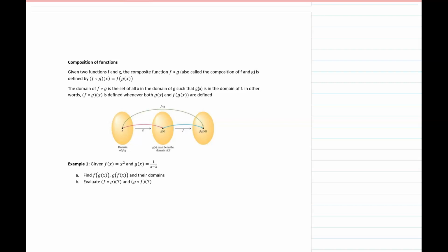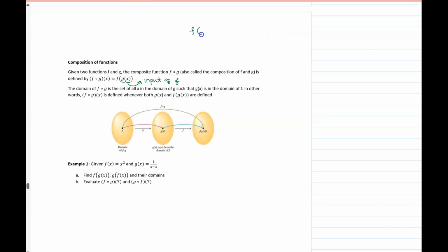Given two functions f and g, the composite function f composed g is defined by f composed g of x is equal to f of g of x. So here, what happened is we take g of x, and g of x now becomes the input of f. Think of this as the input and the output.